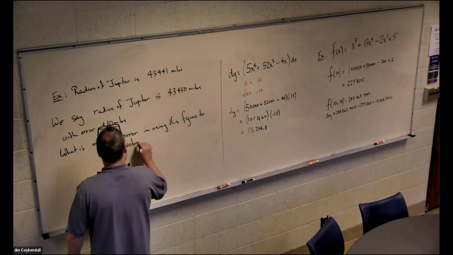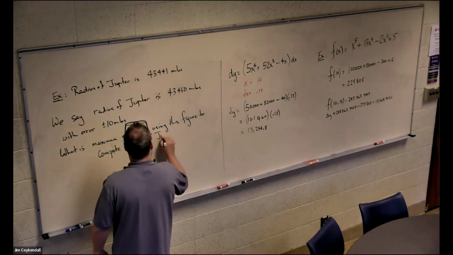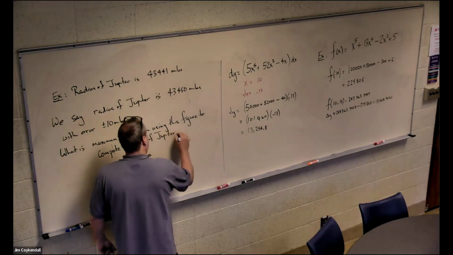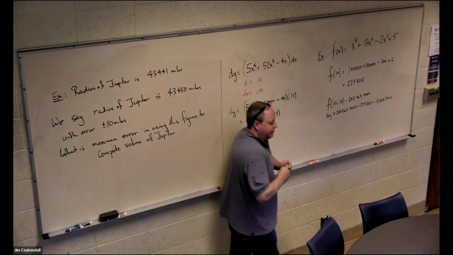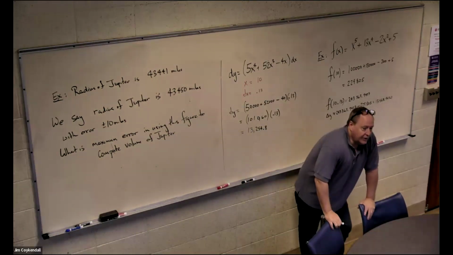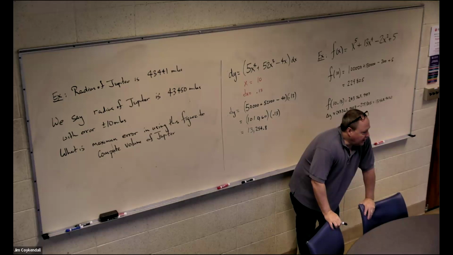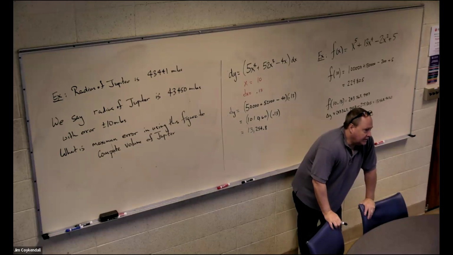Volume. Maybe I want to know what its surface area is. Maybe I want to know what its volume is. In this case, I want to know its volume. To measure the volume of Jupiter, I need to know its radius.